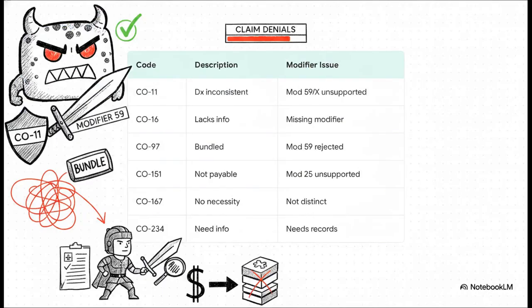Now for the ultimate boss battle: claim denials. Incorrect modifiers act as tripwires for these frustrating rejections. CO11 means your diagnosis is inconsistent, often because a modifier 59 isn't supported. CO97 hits you when a service is bundled per NCCI edits, instantly rejecting your 59. And CO151, that means your modifier 25 was rejected because your documentation simply didn't prove the E&M service was separately payable.